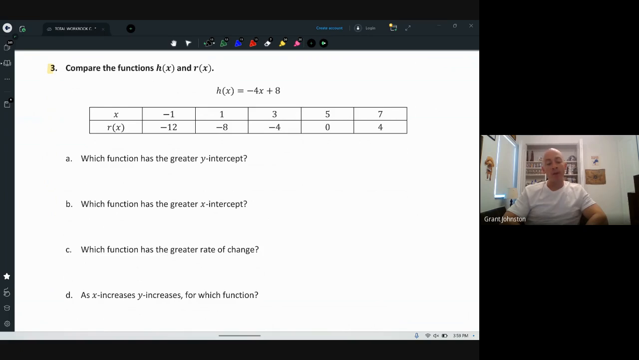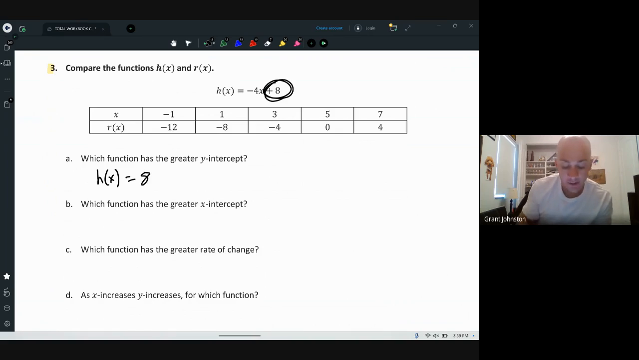We have h of x and r of x. It says which function has the greater y-intercept? Now remember, y-intercept is when x equals 0. Keep that in mind. But for h of x, it's actually written in the equation. It's 8 because it's in slope-intercept form. So I know the y-intercept is 8 for h of x.